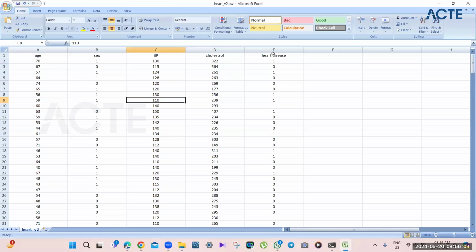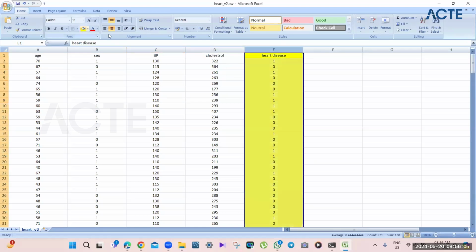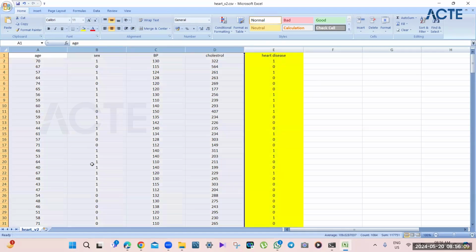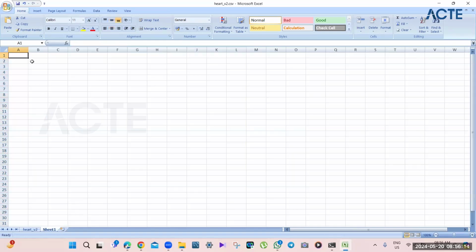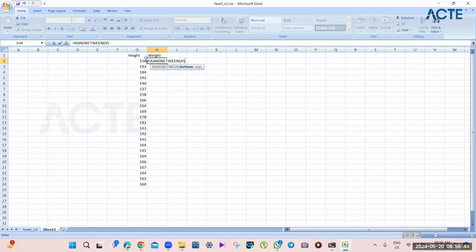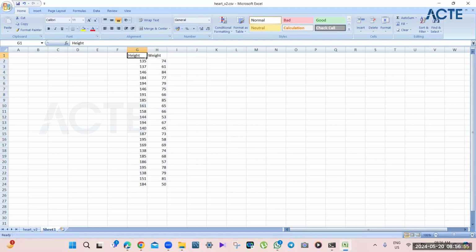Let's say we want to predict the heart disease column, 0, 1, based on these variables. Or okay, let's keep it easier: weight and height, let's say 135 centimeter to 195 centimeter. This is the data that I have. One is height, one is weight. Height is in centimeter and weight is in kg.